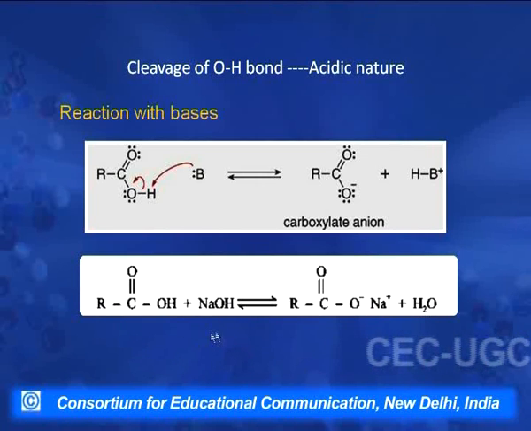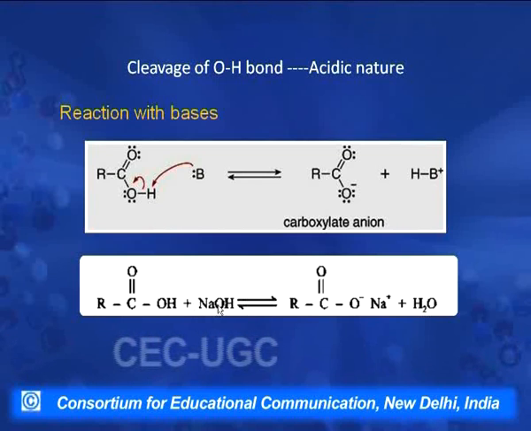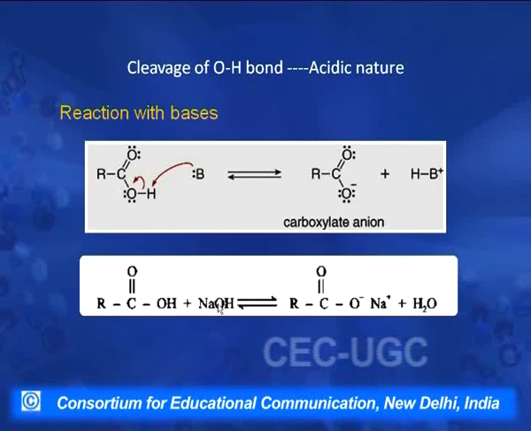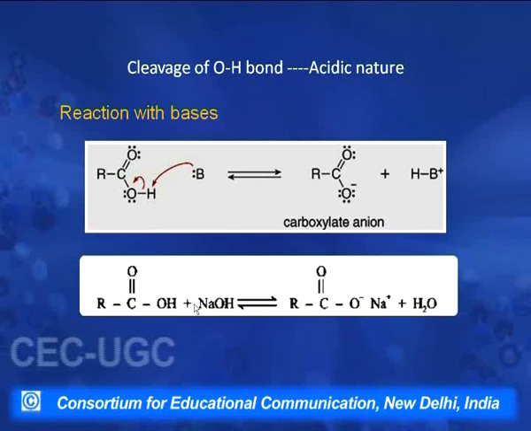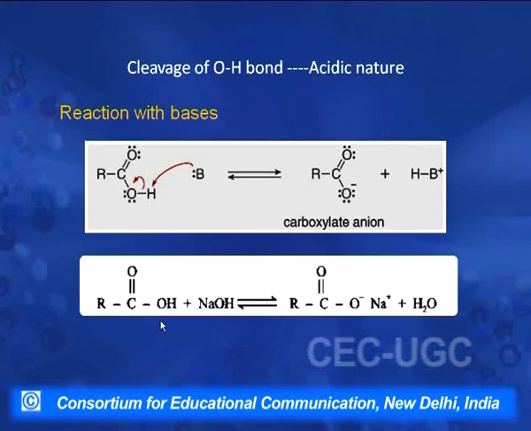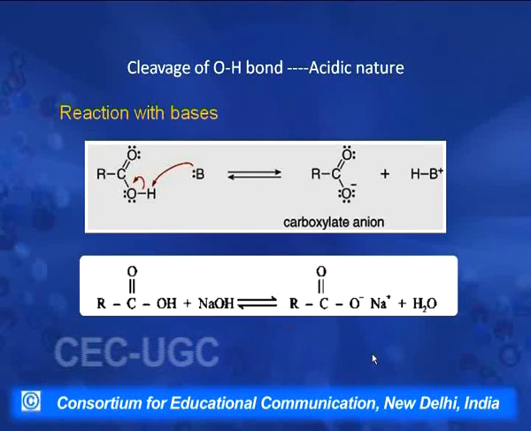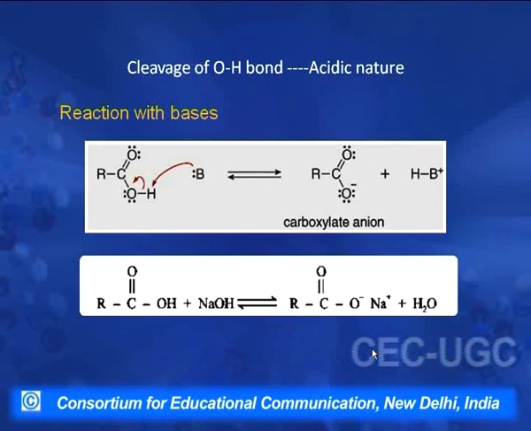Like sodium hydroxide, the H of the acid is now taken away by the hydroxide ion from sodium hydroxide. So, water is formed and the sodium salt of the acid is obtained. This reaction can also be taken as a simple acid base reaction, which we call a neutralization reaction, where salt and water are obtained. So, sodium salts of carboxylic acids are obtained on reaction with bases like sodium hydroxide, potassium hydroxide, calcium hydroxide.